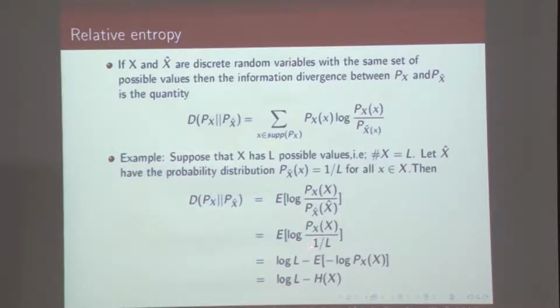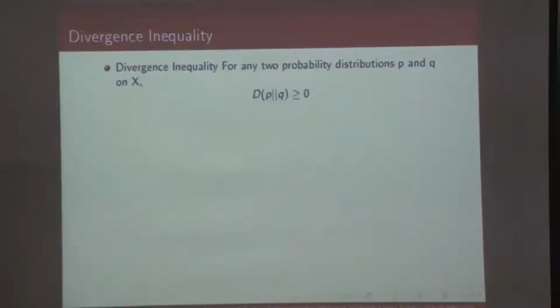So this can be written as the expected value of log of P of X divided by 1 by L. So I can move L into the numerator. So this is the expected value of log of P of X plus the expected value of log of L, which will be log of L, as there is no random variable here. And then the remaining value is the expected value of log of P of X. That I am writing as minus of the expected value of minus log of P of X. And what is this? This is entropy. So what I have shown here is that the divergence between P of X and P of X hat is equal to log of L minus H of X.